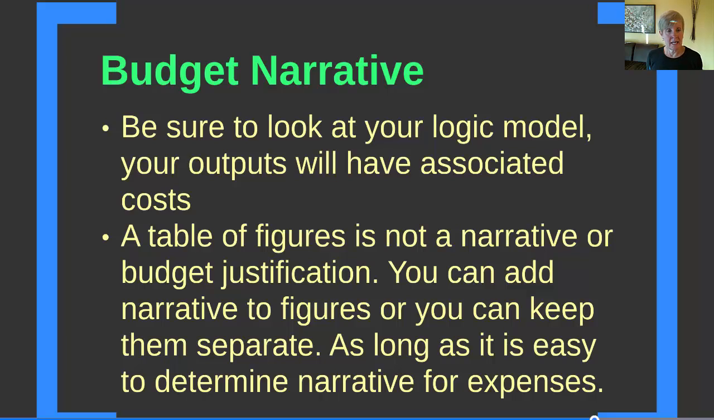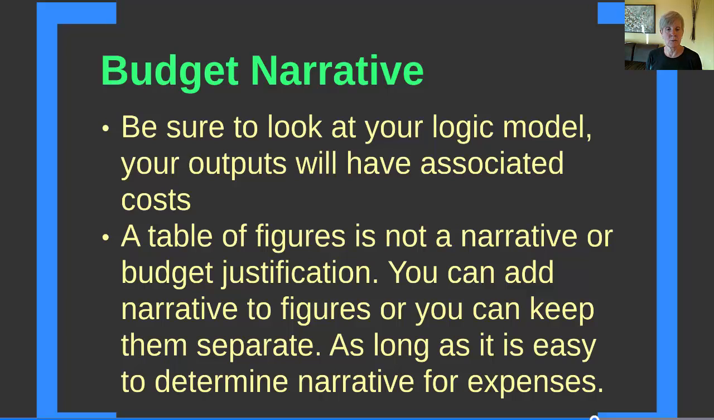A table of figures is not a narrative or a budget justification. It's just the table, and it's really just for accounting purposes. So you need to add that narrative as either a paragraph form, or if yours was covering multiple years, you could have a justification and just put the amounts out to the side. So it's clear as somebody's reading the narrative what they're going to see in the table.